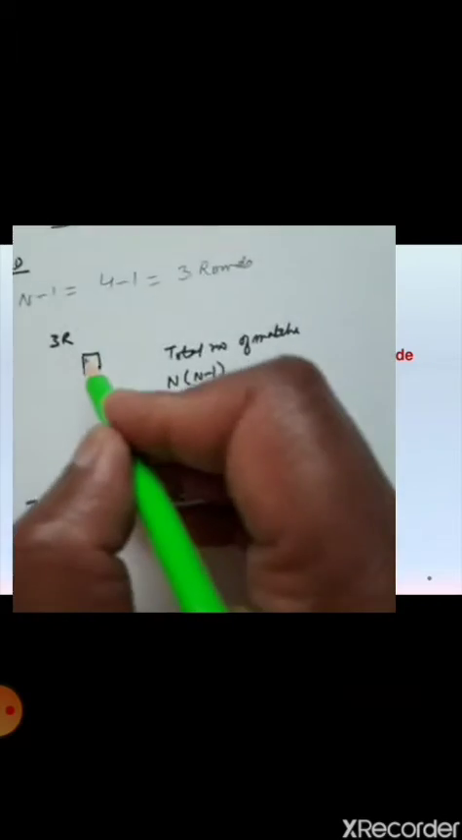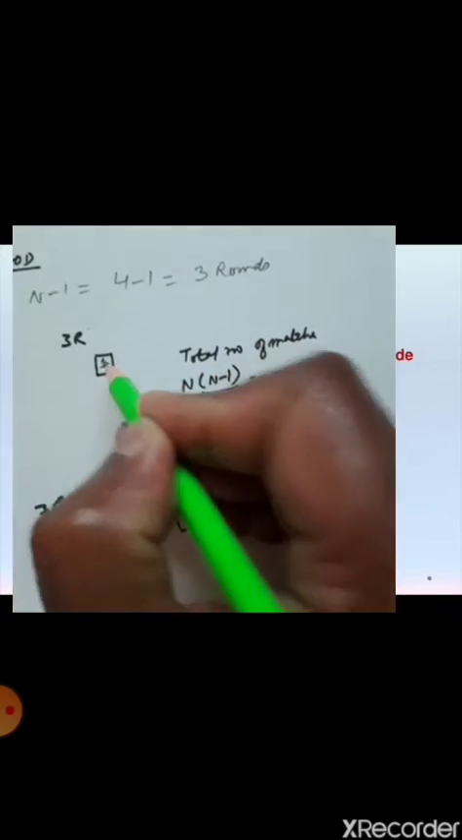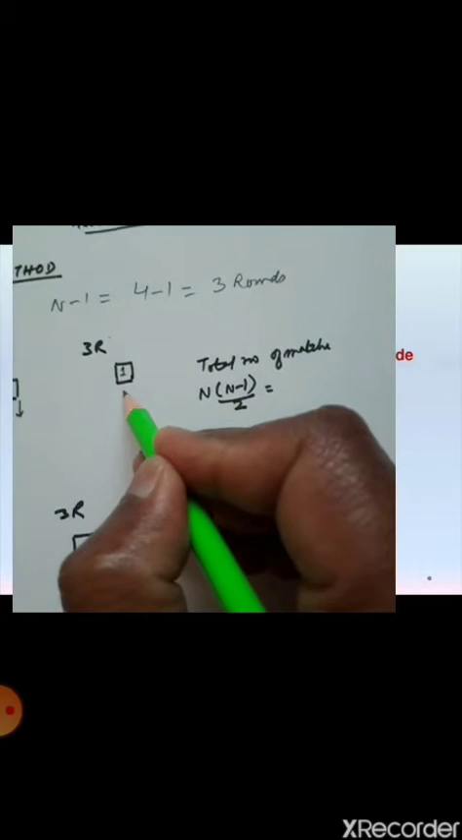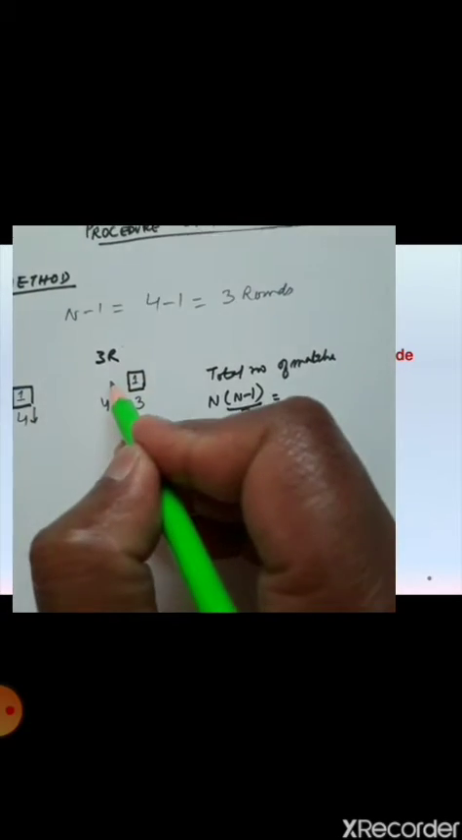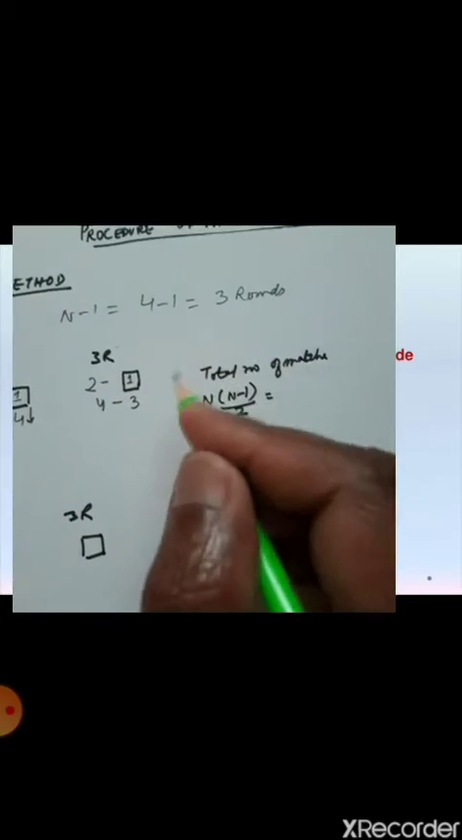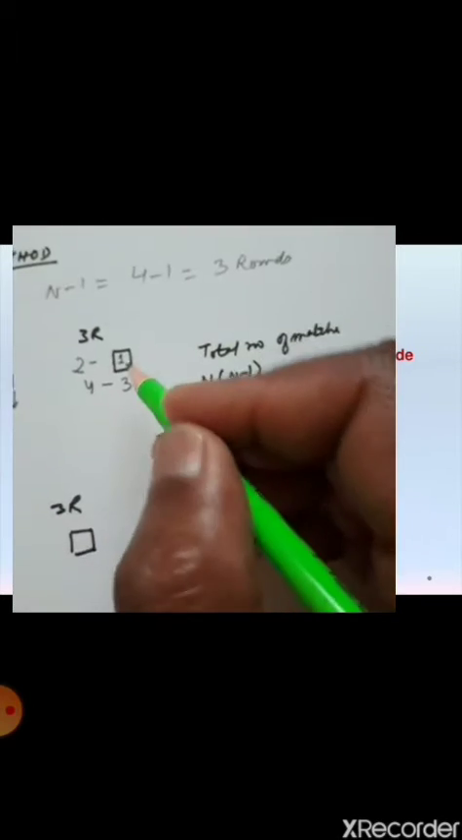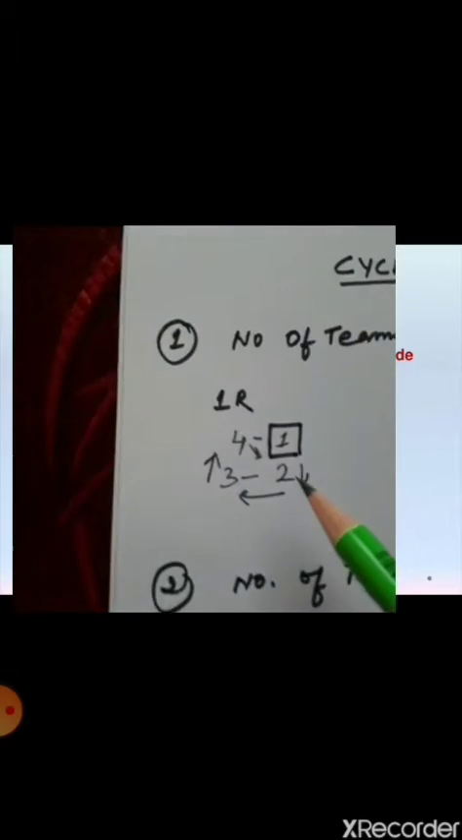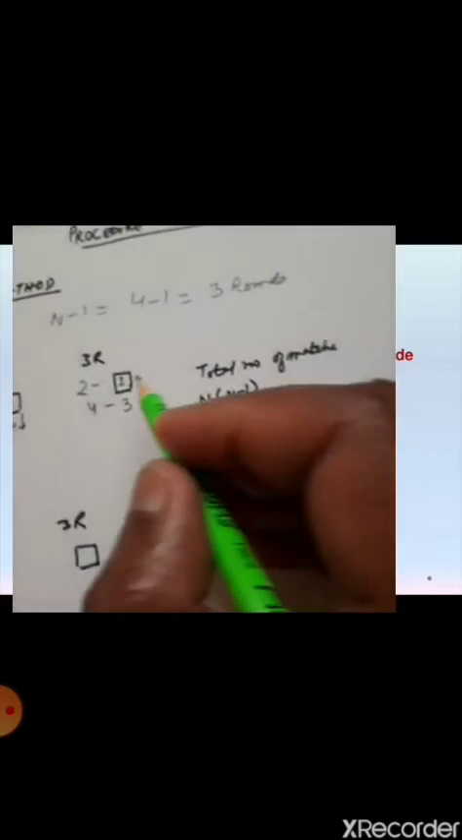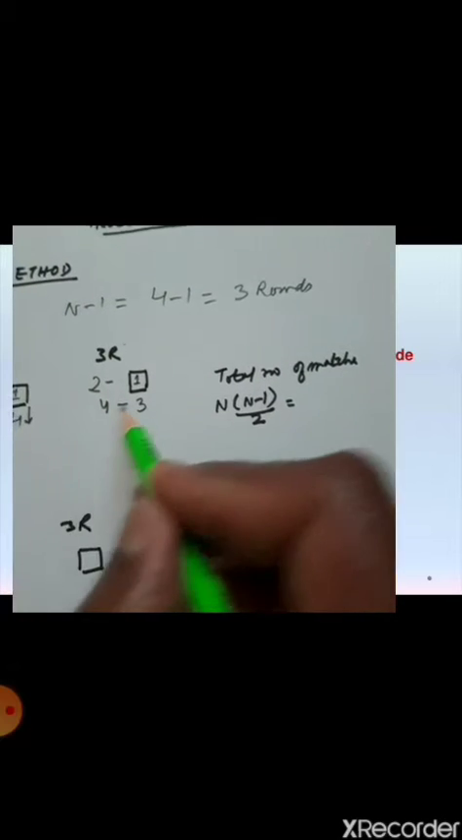Now in the third round, team number 1 is again fixed here, team number 3 is brought down, now 4 here and team number 2 here. So this way, if we start again, then the round will be repeated as in the first round. Therefore only 3 rounds will take place.